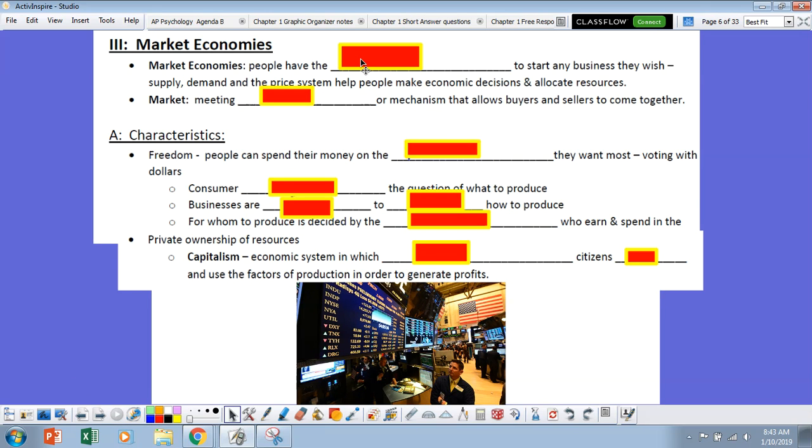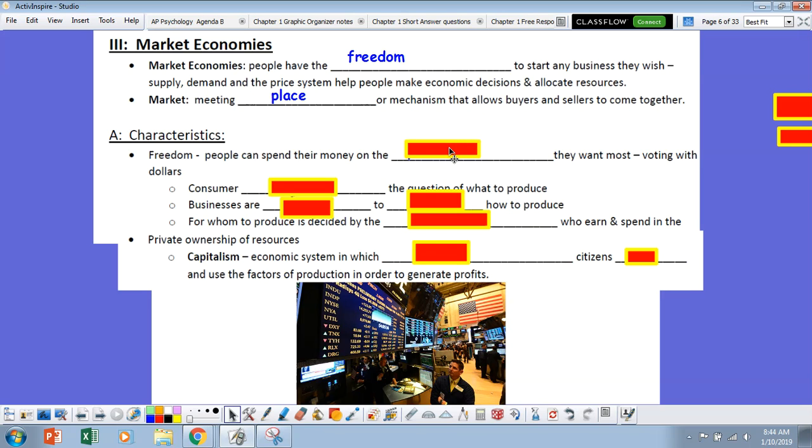Market economies. A market economy is where the people have the freedom to start any business that they wish. Supply and demand and price systems help people make economic decisions and allocate resources. And markets, for the most part, are a place where people meet, or a mechanism that allows buyers and sellers to come together.